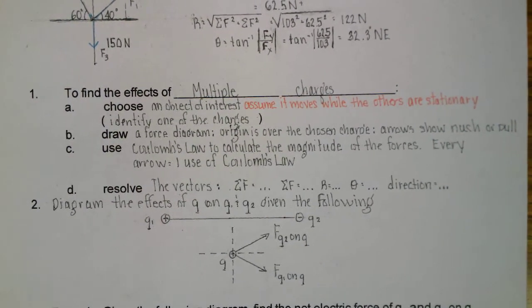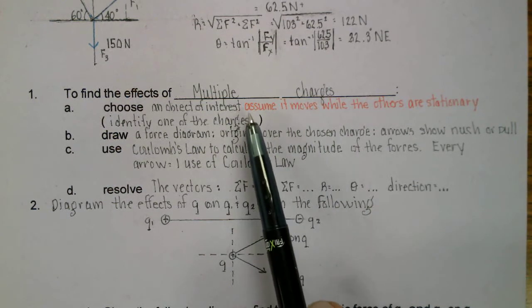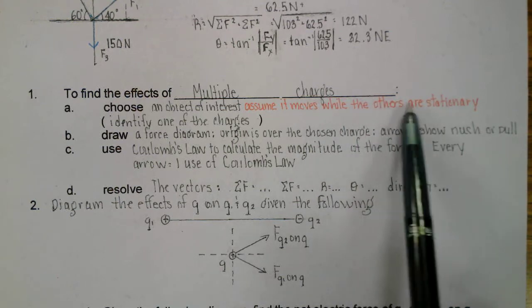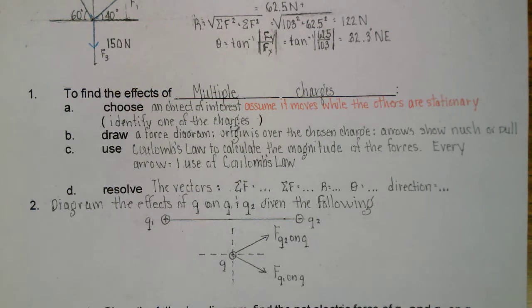To find the effects of multiple charges, what you're going to do is choose an object of interest. This is super important, that's why I put it in red. Assume it moves while the other charges are stationary. So your charge of interest, and you will always know by the problem which one is the charge of interest, but that charge is the only one that moves. Assume the other two are fixed in place.